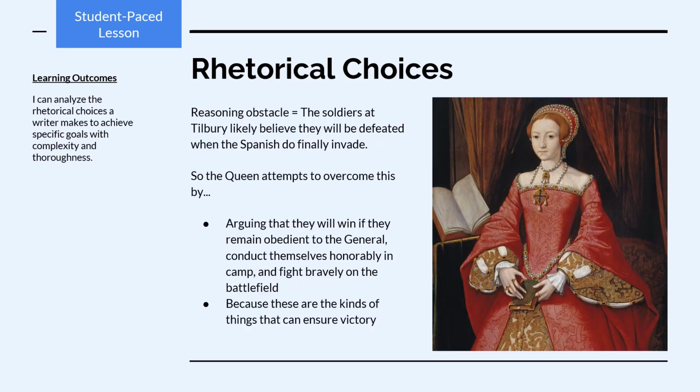Here's an example of a reasoning-based obstacle. The soldiers at Tilbury likely believe that they will be defeated when the Spanish do finally invade. So to overcome this, the Queen argues that they will win if they do these three things, because these are the kinds of things that can ensure their victory.